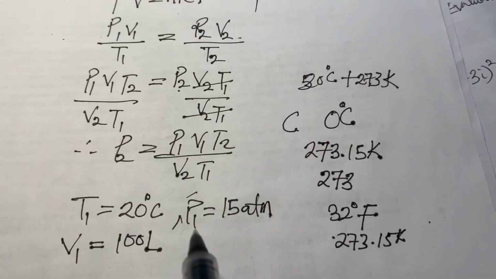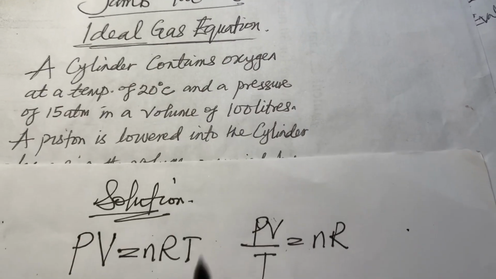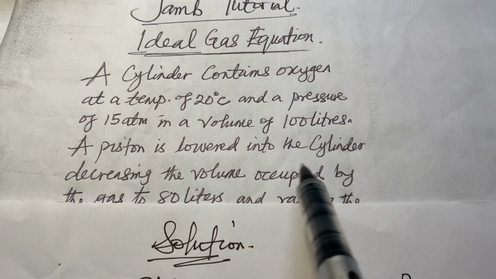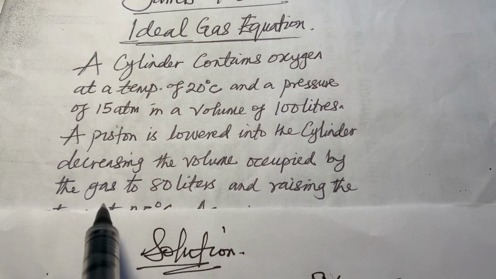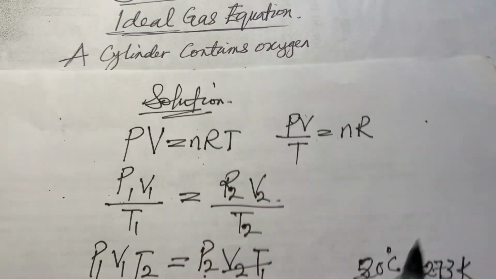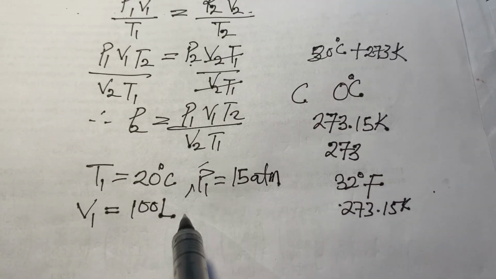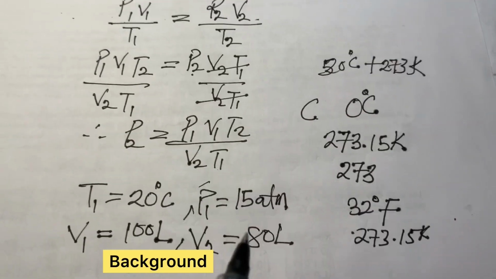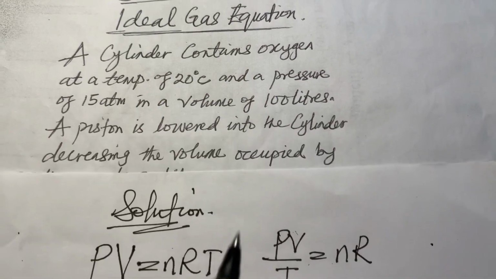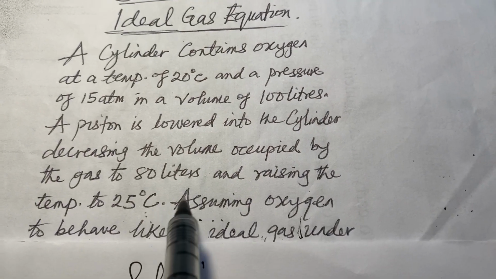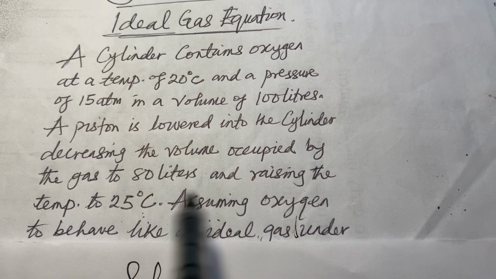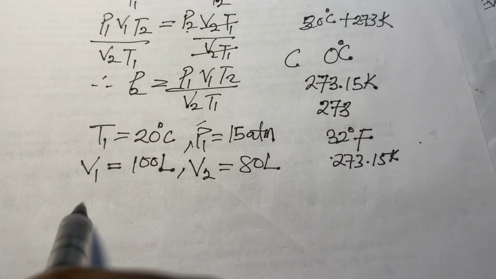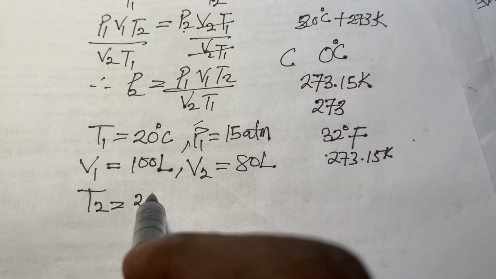Let's see another quantity that is given. A piston is lowered into the cylinder, decreasing the volume occupied by the gas to 80 liters. That's the second value of the volume, V2 equal to 80 liters. If you go through the remaining parameters, I can see that we have the temperature to be 25 degrees, which is T2.